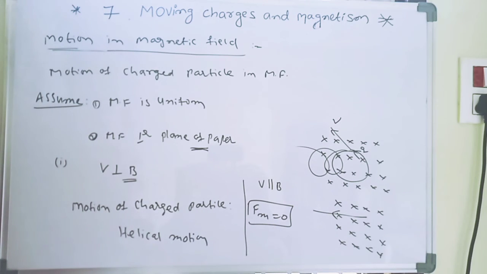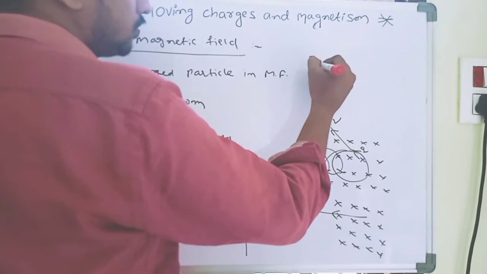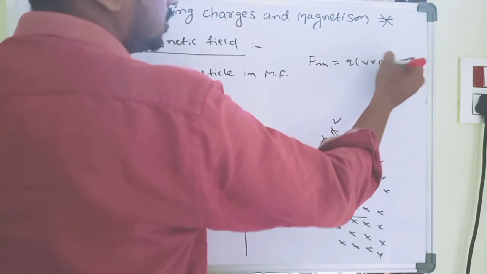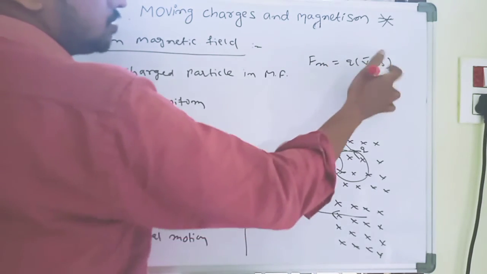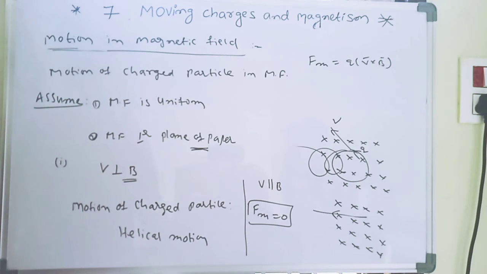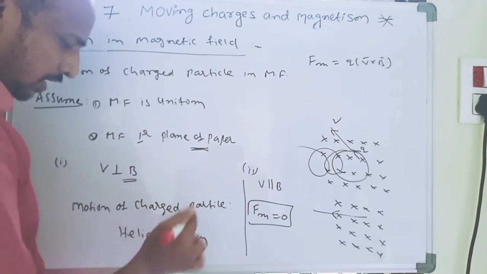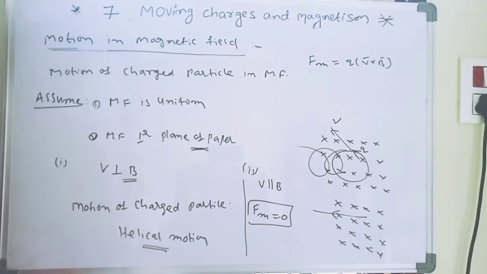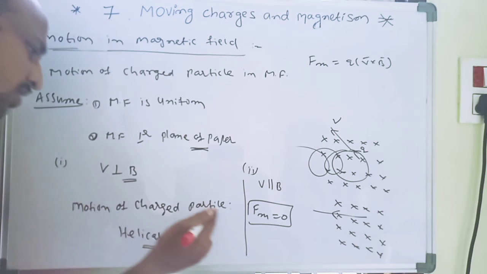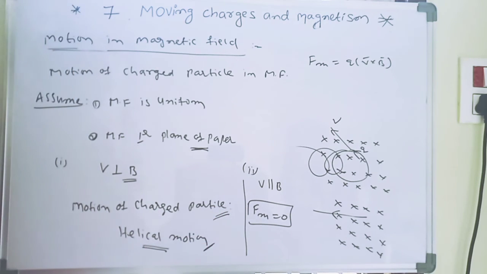Why? Because Fm is equal to Q into V cross B. V parallel to B means theta is equal to 0, and sin 0 is 0, because A cross B is equal to AB sin theta. So the magnetic force is 0. In helical motion, magnetic force exists only when V is perpendicular to B. So in this case the motion of the charged particle is in helical motion only.